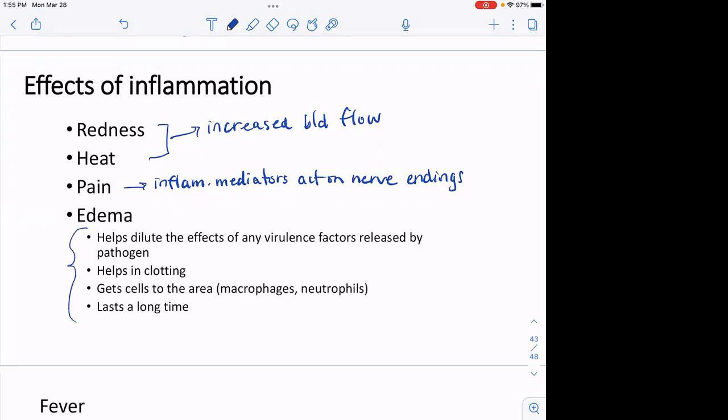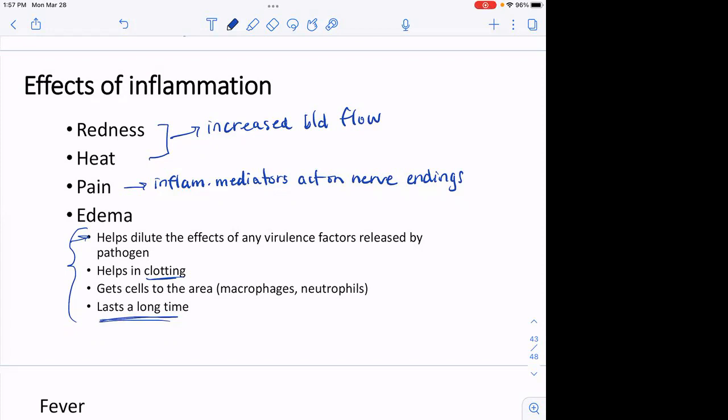What good does the edema, the swelling, do? If it's a bacterial pathogen, it might help dilute any of the virulence factors that it's secreting, any of those extracellular enzymes like coagulase, or any exotoxins it produces, or antiphagocytic factors. It can help bring clotting factors if there's some damage, and the swelling can facilitate those macrophages or neutrophils getting to where they need to be a lot quicker. It usually lasts a long time, giving those cells a chance to get where they need to go. Oftentimes we do things to reduce inflammation, like take anti-inflammatory medication, or ice an area, because it tends to last longer than what's often necessary.